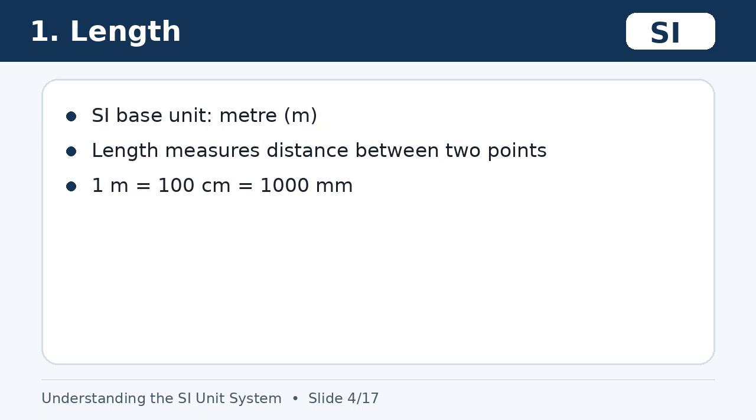The first base quantity is length. The SI base unit of length is the meter, with the symbol m. Length measures the distance between 2 points. Examples include the length of a table, the height of a building, and the distance between two cities. 1 meter is equal to 100 centimeters, and 1 meter is equal to 1000 millimeters.